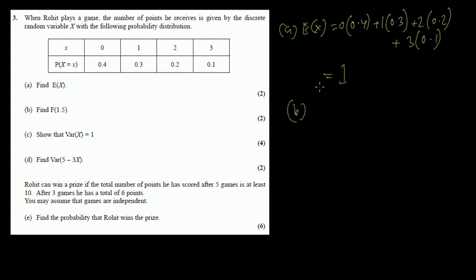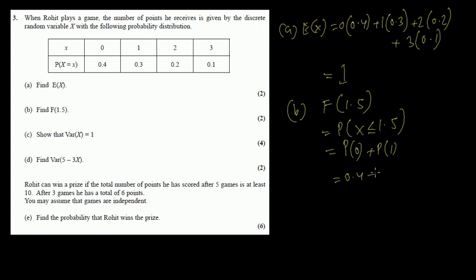In question number B, F of 1.5, that is cumulative. This means probability of X is less than or equal to 1.5. So 1.5 is somewhere around here, so less than 1.5 means this one and this one, all of them added together. So that means probability of 0 plus probability of 1. Probability of 0 is 0.4, probability of 1 is 0.3, so that is 0.7.